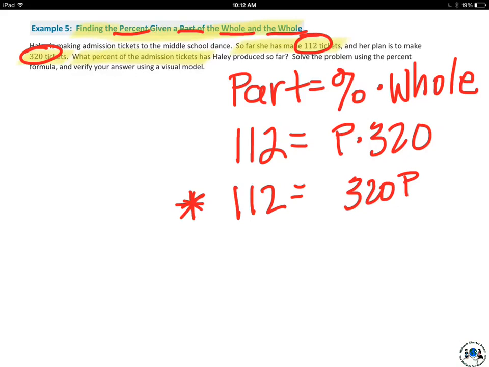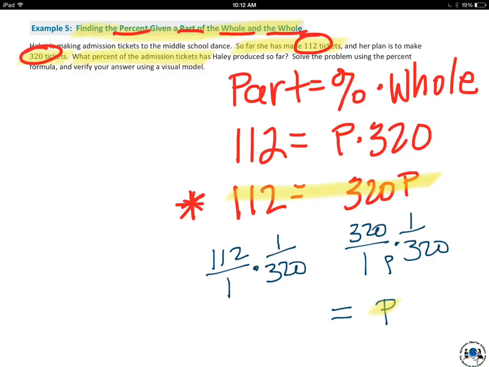Okay, so welcome back. Here's where I left you off, with 112 equals 320p. Hopefully you noticed that you could just multiply by the multiplicative inverse of 320, which is what we did on the right side there, to get our singular p, because we are solving for p, which is the percentage in this case. Do the same thing on the other side.